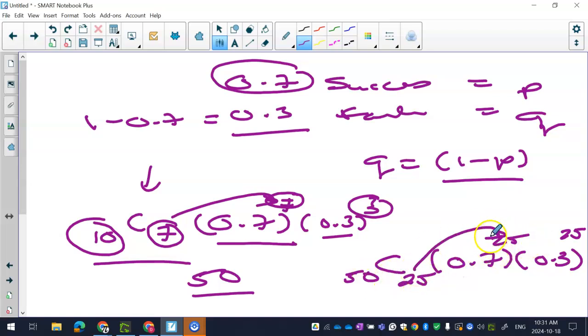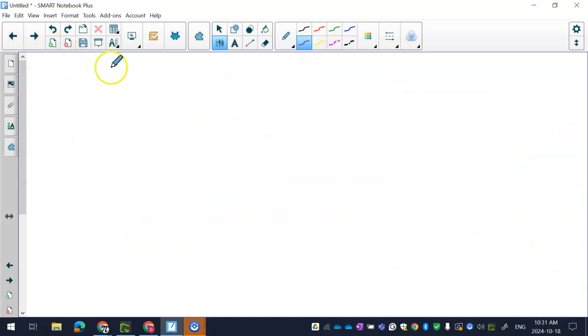This 25 goes here, and this is 50 subtract 25, which is this 25. So let me do one more example, okay? Let's do a different example. Let's say there's a 99% chance of success and a 0.01% chance of failure, right? 1 minus 0.99 gets you this.